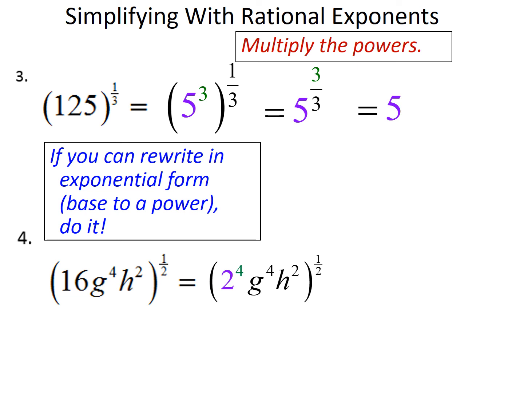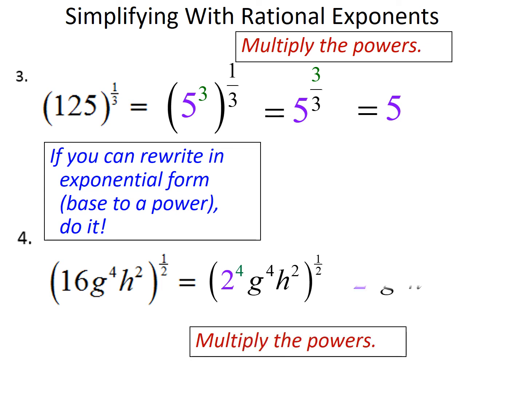I rewrote 16 as 2 to the 4th power, g to the 4th, h squared, all raised to the 1/2 power. Now this is power to a power, so I'm going to multiply every power on the inside times the power on the outside. So 2 to the 4th times 1/2 is 2 squared. G to the 4th times 1/2 is g squared. H squared times 1/2 is h.